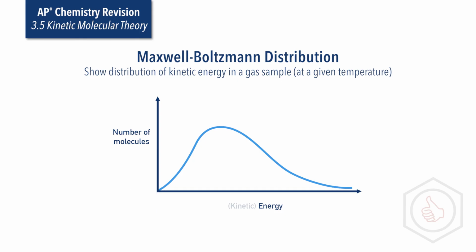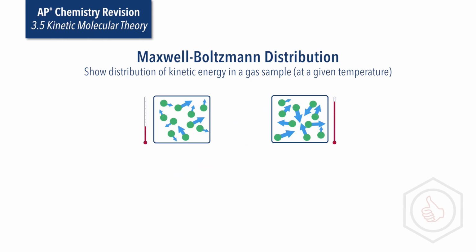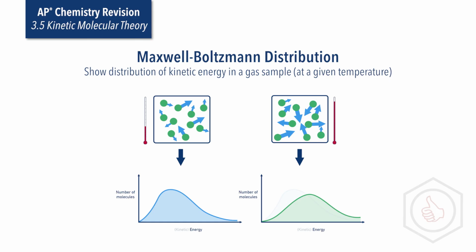As the temperature increases, the peak of a Maxwell-Boltzmann distribution curve flattens and shifts to the right. This is because particles are moving faster on average because there's a temperature increase, so the distribution becomes wider. More particles are likely to have a higher amount of energy than before.